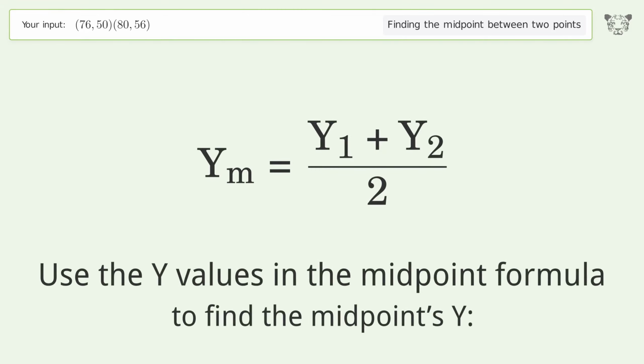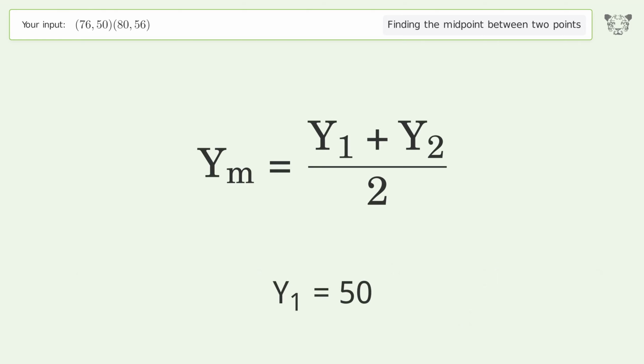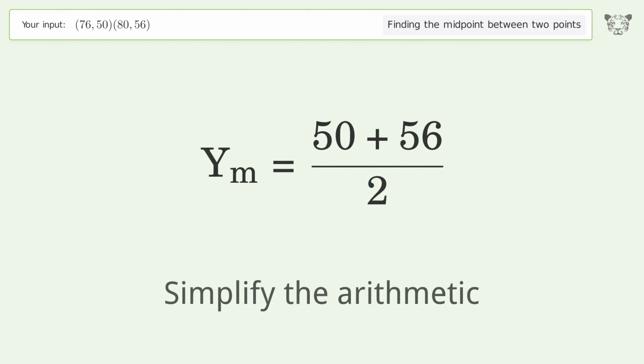Use the y values in the midpoint formula to find the midpoint's y. y1 equals 50. y2 equals 56. Simplify the arithmetic.